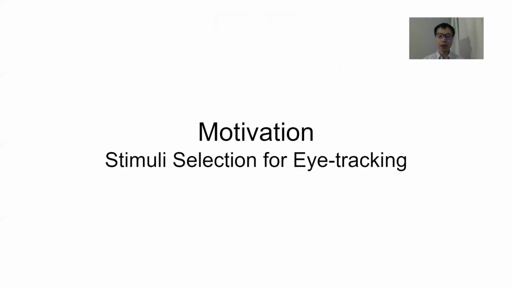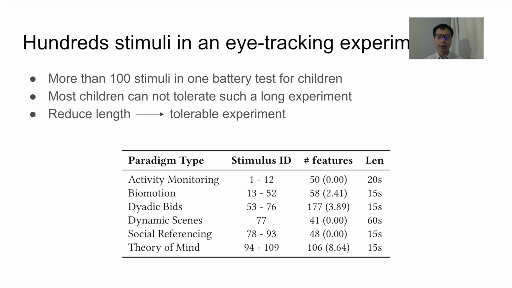The motivation of this paper is to create a method for stimuli selection for eye-tracking experiments, so that researchers can find a subset of stimuli to address a specific need. Eye-tracking technology has become a widely used tool for autism spectrum disorder in the last few decades. Nowadays, many of these eye-tracking experiments contain over 100 stimuli.